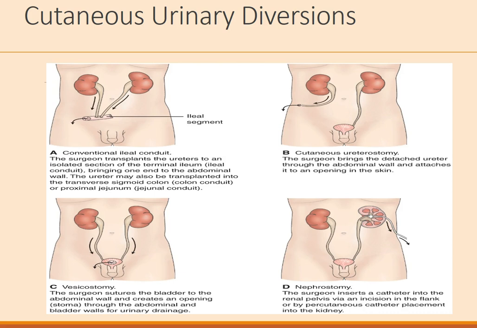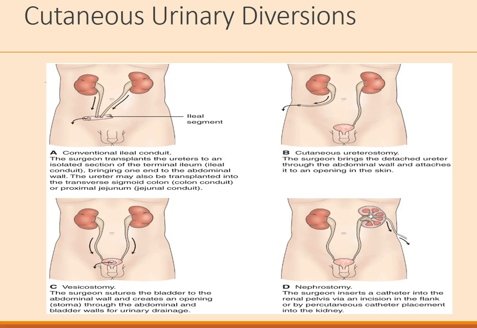The cutaneous urostomy, the surgeon brings the detached ureter through the abdominal wall and attaches it to an opening in the skin. We have a vesicostomy, in which the surgeon sutures the bladder to the abdominal wall and creates an opening through the abdominal wall and bladder wall for the urinary drainage.